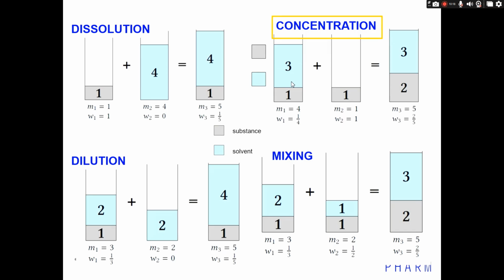Another example is the concentration. We have a solution of the substance. In our case, it consists of 4 parts, one of which is the substance. The remaining 3 parts represent the solvent. So the mass fraction of the substance in this solution is 1/4. We add another amount of the pure substance with mass fraction 1. As a result, we obtain a final solution which consists of 5 parts, of which 2 parts are the substance and 3 parts the solvent. The mass fraction of the substance in the final solution will be 2/5.